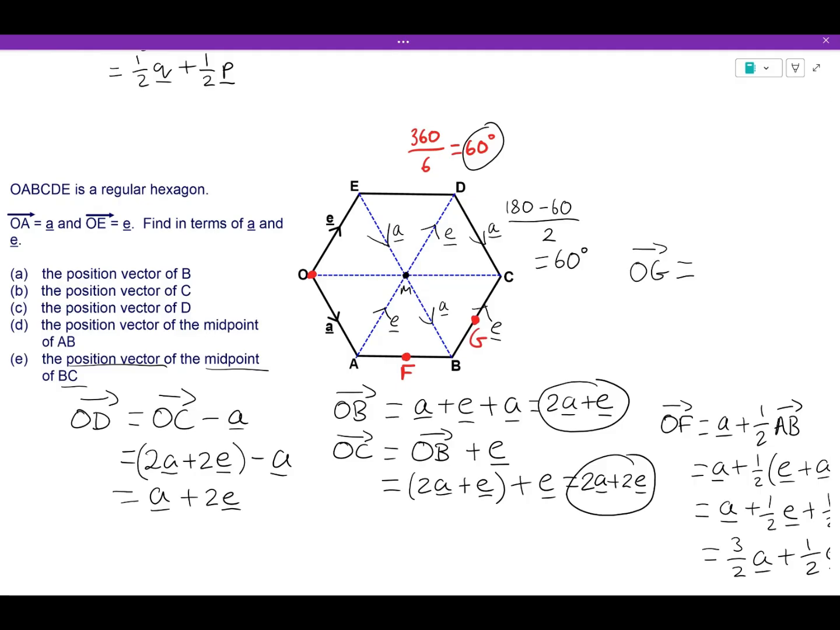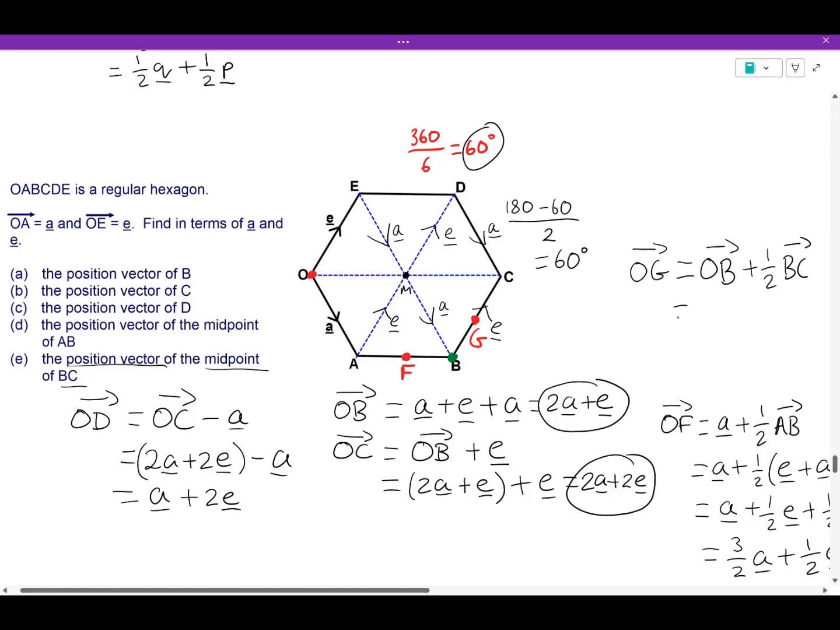So what I might start by thinking is, can I use any of my previous working? Do I know how to get close to G? Well, I know the position vector of point B. Okay, so I can start by writing in O to B to get us close. And then in order to get to G, well, that's the midpoint of B to C. So I need to find B to C and half it. So I need to add on half of B to C.